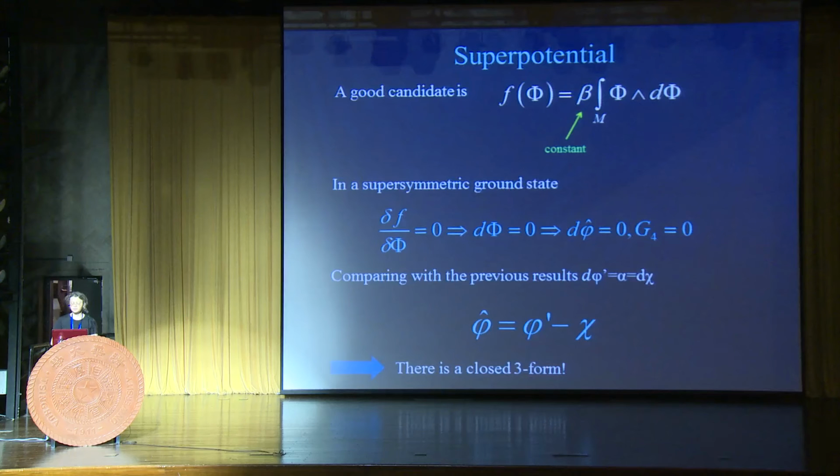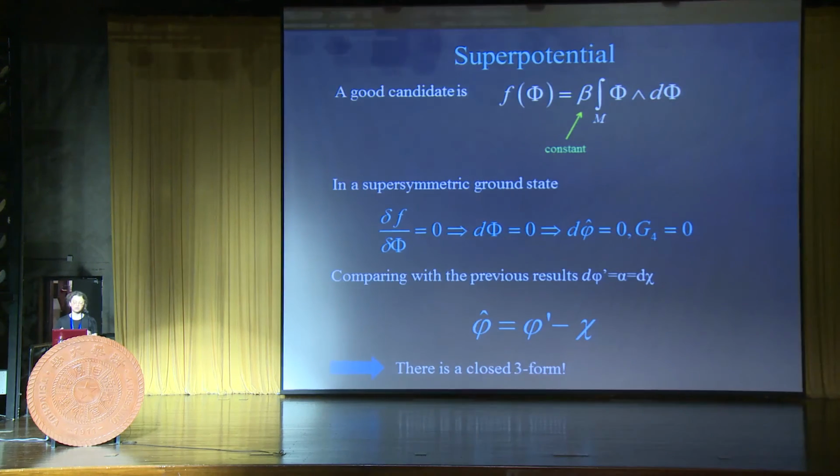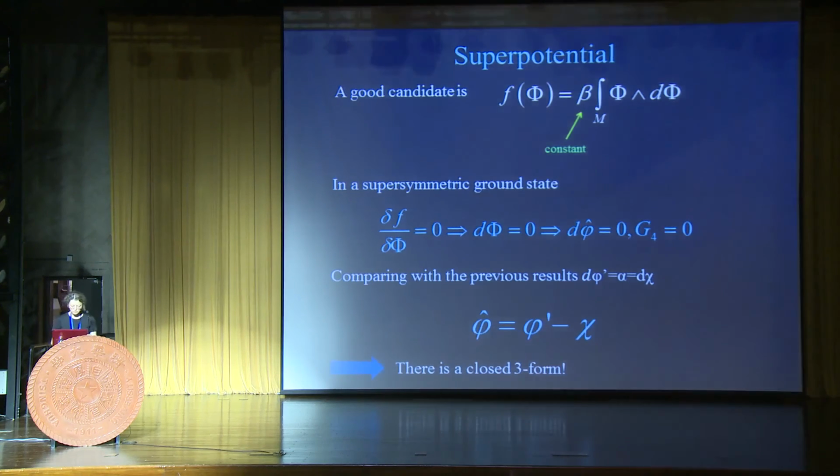And comparing with our previous result, this just says that phi hat is related by a field redefinition to phi prime. But the important message to take away from here is that we always have a closed three-form, phi hat. That's one of the cohomology conditions that we needed for our existence proof. So there's always a closed three-form.